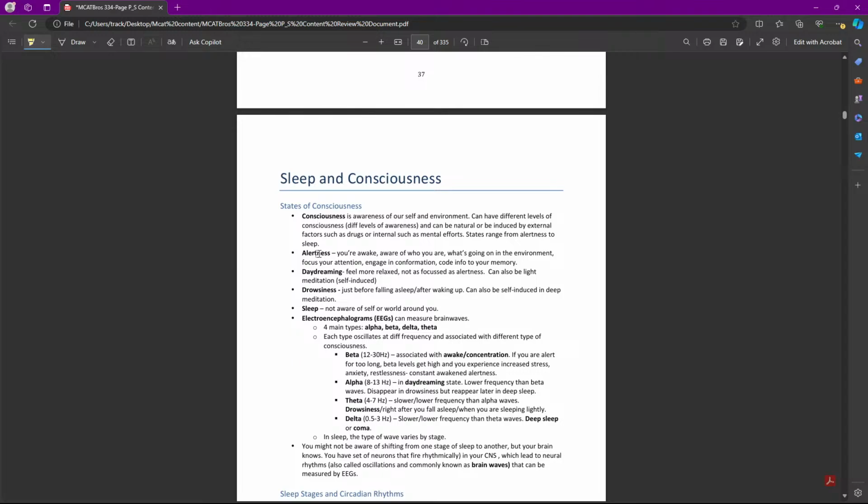EEGs measure brain waves: alpha, beta, delta, theta. Alpha and beta are the fastest, and they occur during awake states. Theta is a transition state, and delta waves are the slowest brain waves. So delta waves, as you can see, are the deep sleep or coma. Theta is the slower, lower frequency.